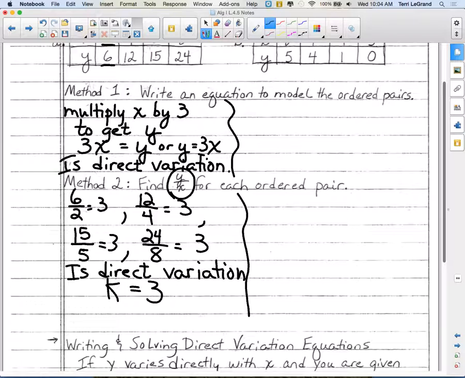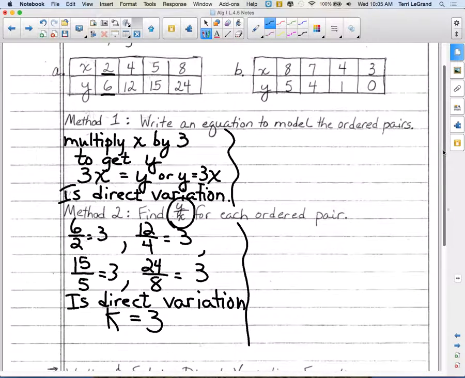Okay, now let's try the next one. Letter B. Look at that table, ordered pairs. Can you tell me what you have to do to the x values to get the y values in that table? Chase? Subtract 3. Every time it works? Do you all agree? If we subtract 3 from x, every time we will get the y value.